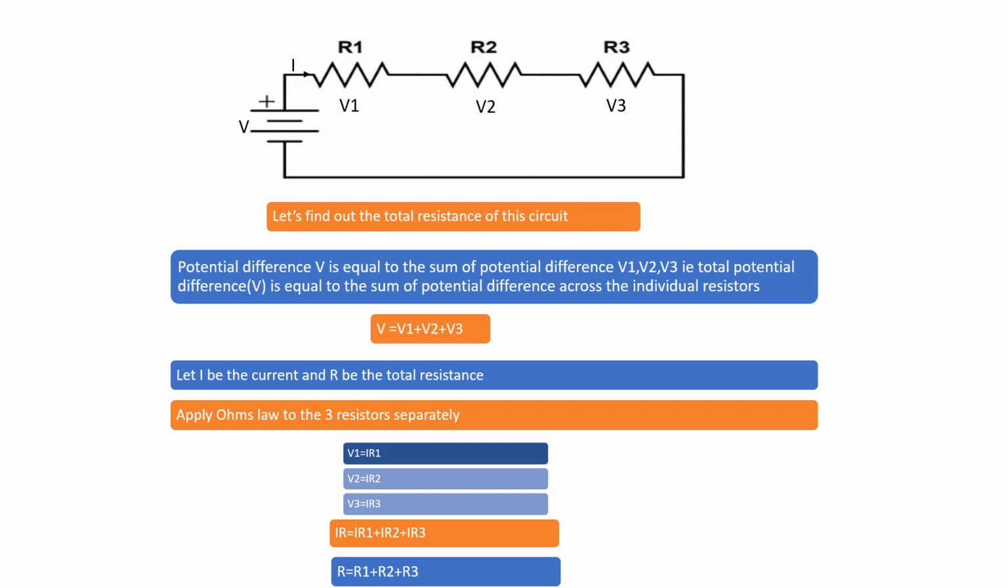Let I be the total current and R be the total resistance. Then apply Ohm's law to the three resistors separately. We get the equations for V1, V2 and V3. Then substitute these values into the main equation and we get the final answer: the total resistance is equal to the sum of all the resistances connected in series.